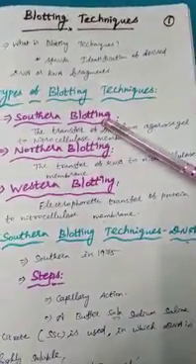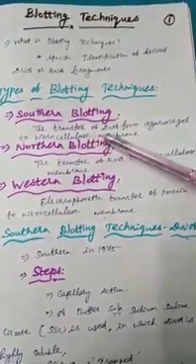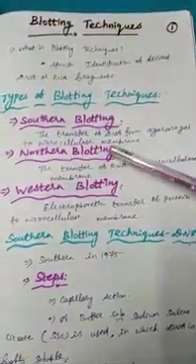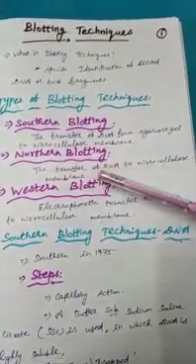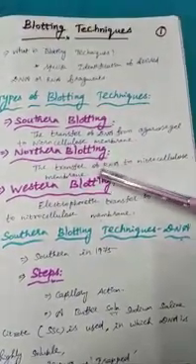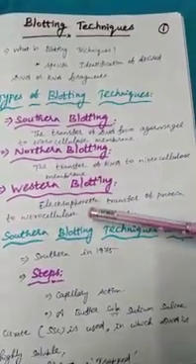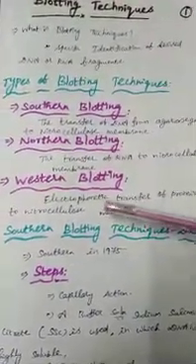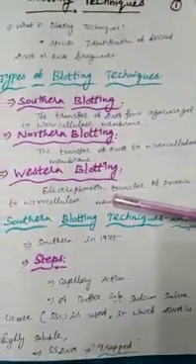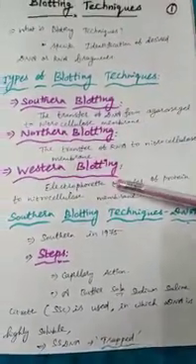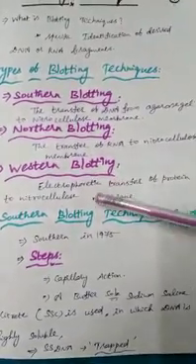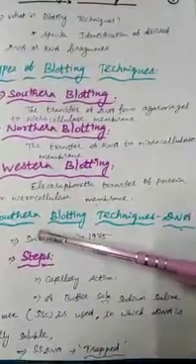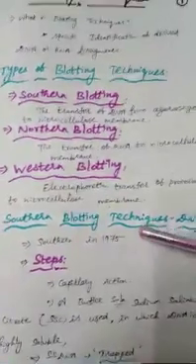In short, Southern blotting means the transfer of DNA from agarose gel to nitrocellulose membrane. In Northern blotting, the transfer of RNA to nitrocellulose membrane. In Western blotting, electrophoretic transfer of protein to nitrocellulose membrane. So these three are the types of blotting techniques. We have to learn one by one in detail. The first one is the Southern blotting technique of DNA.